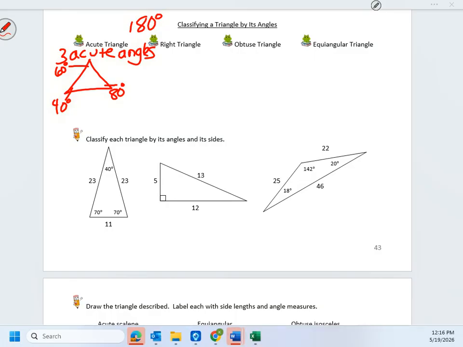Notice how I'm putting in the degree symbol. I don't want to see that degree symbol for a side measurement. Side lengths are not degrees. We only use the degree symbol for the angles. We need to make sure that all 3 are acute, and when I add all 3 up, 40 plus 60 plus 80, it equals 180 degrees.